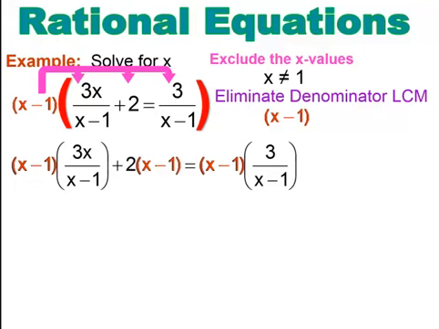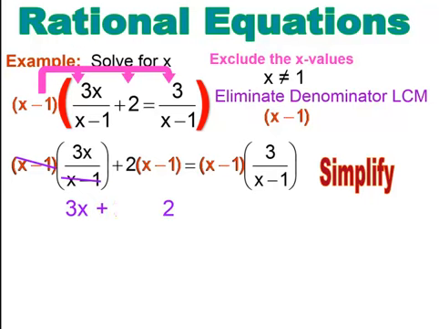x minus 1 times the 3x over x minus 1, plus 2 in parentheses x minus 1. I'm going to end up with the distributive property. And then I have the x minus 1 times the 3 over x minus 1. So then you're going to simplify the x minus 1's, and you're left with 3x. You're going to do the distributive property here with that 2 times the x minus 1, and you're going to end up with plus 2x minus 2. And then you see these x minus 1's cancel out, and you're left with equals 3.